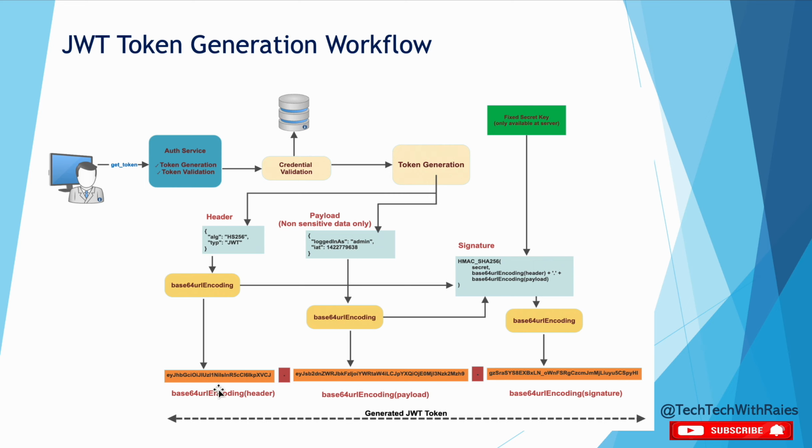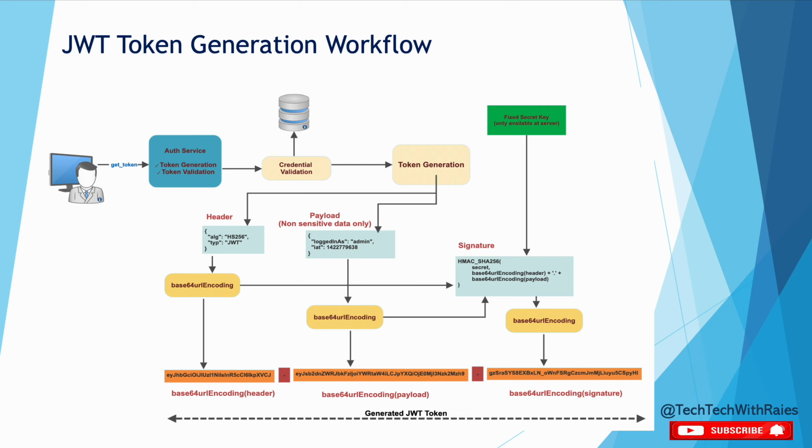So essentially we have three parts: header part, payload part, and signature part. All of them are base64 URL encoded, and we will join them using dots. This whole three parts joined with dots is called JWT token. This whole JWT token which is generated, we will return back to the user.